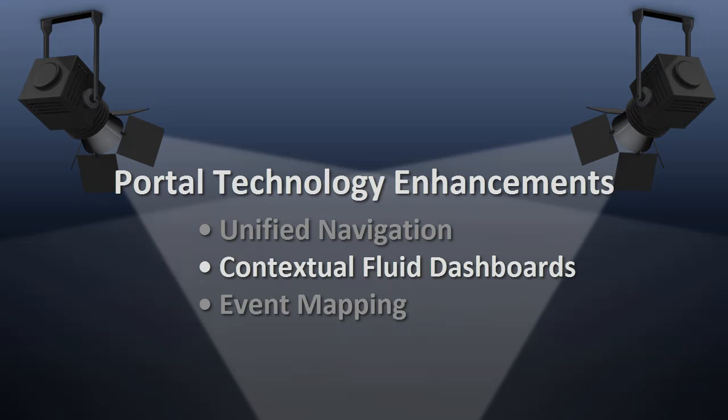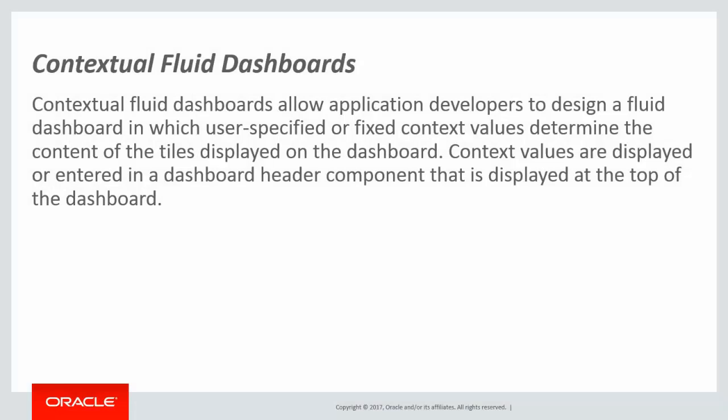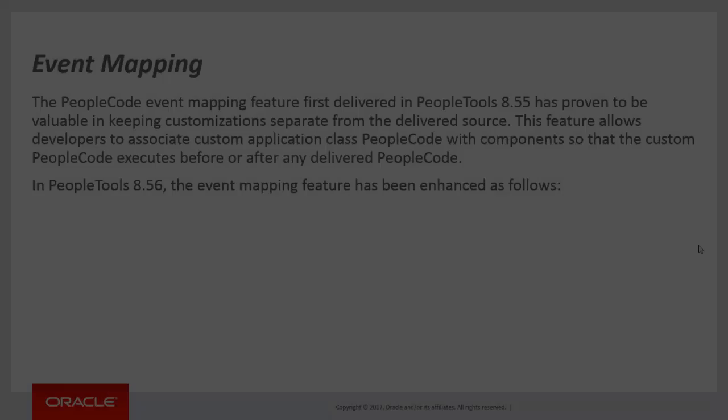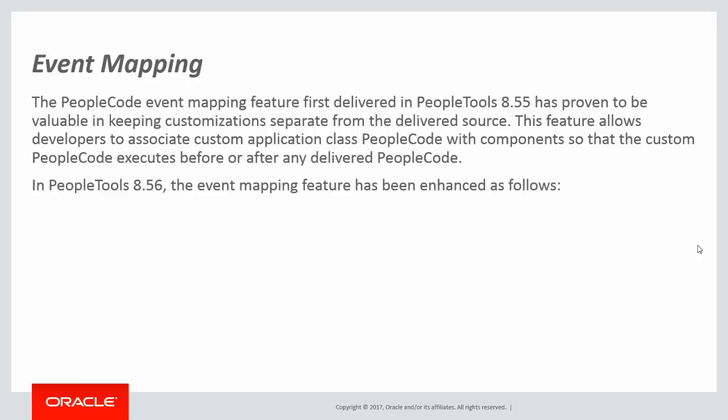Contextual fluid dashboards. Contextual fluid dashboards allow application developers to design a fluid dashboard in which user-specified or fixed context values determine the content of the tiles displayed on the dashboard. Context values are displayed or entered in a banner component that is displayed at the top of the dashboard. Event mapping. The PeopleCode event mapping feature, first delivered in PeopleTools 8.55, has proven to be valuable in keeping customization separate from the delivered source.